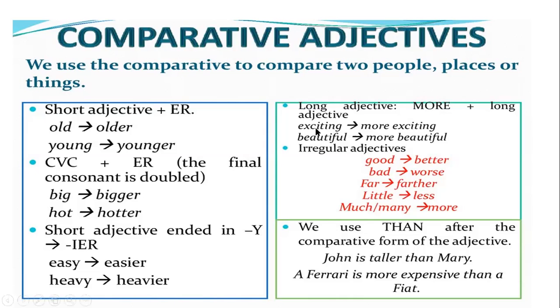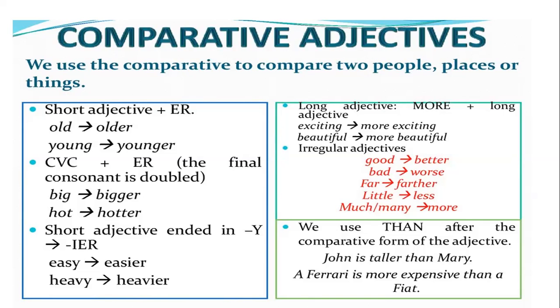For long adjectives, for example, exciting, I have one, two, three syllables here. Beautiful, I have three. So it's a long word. What I have to do is add the word more plus the long adjective. It's very difficult to say exciting-er, so it's not possible to do that. I cannot say beautifuler. No. So I say more exciting, more beautiful, right?